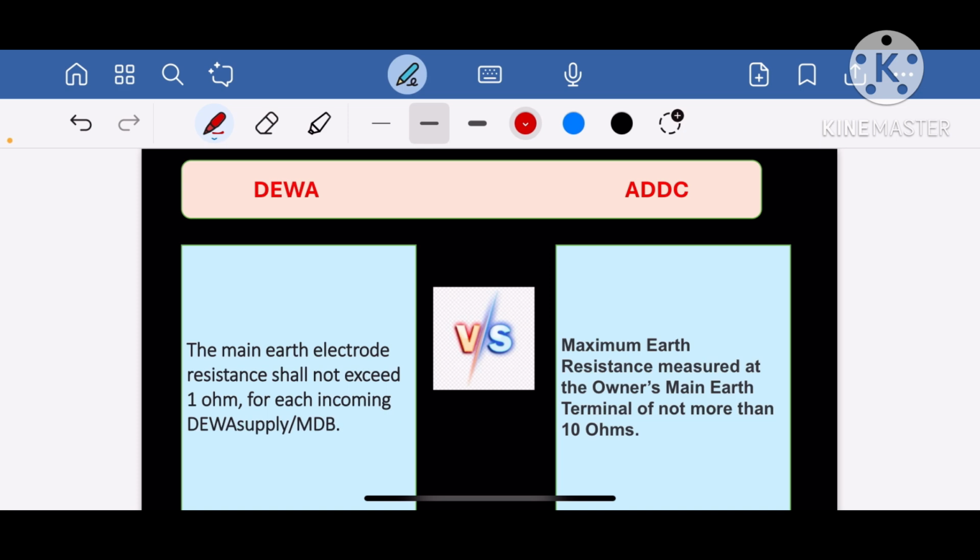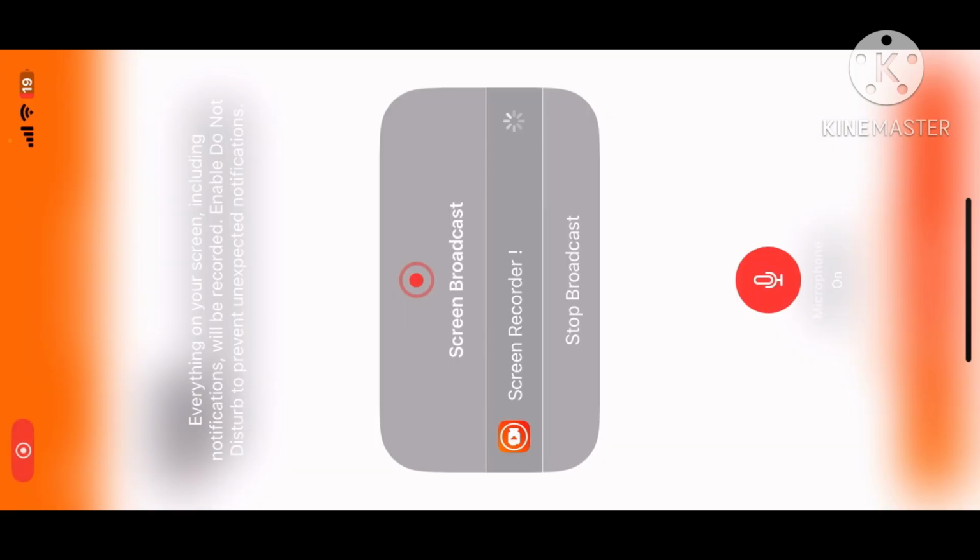The main earth electrode resistance shall not exceed 1 ohm. But as per ADDC regulation, the main earth electrode resistance shall be allowed up to 10 ohm. For DEWA, the maximum allowed main earth electrode resistance is 1 ohm, but in ADDC, the main earth electrode resistance is allowed up to 10 ohm.